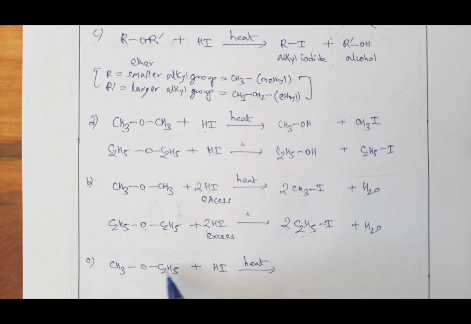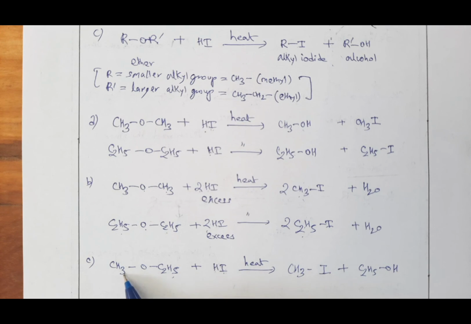You can see ROR, but the R part is different, and you're reacting with HI and heating. So iodine has larger size in the halogen group. Being larger in size, it will go with the smaller alkyl group. So in these two, which is the smaller alkyl group? Methyl. So you get methyl iodide. Now this ethyl is the larger alkyl group, so it will go with the smaller element, that is hydrogen, and forms ethyl alcohol. And this is important for competitive exams.